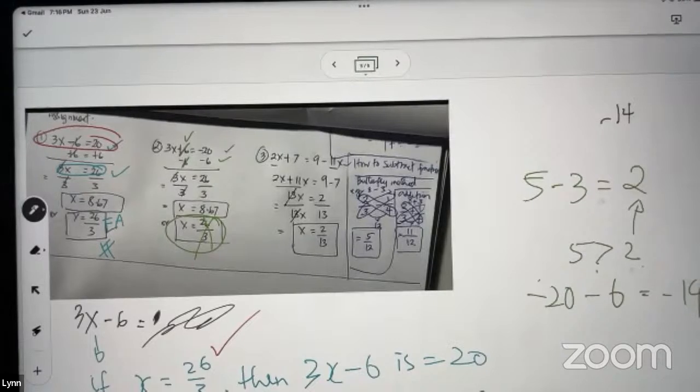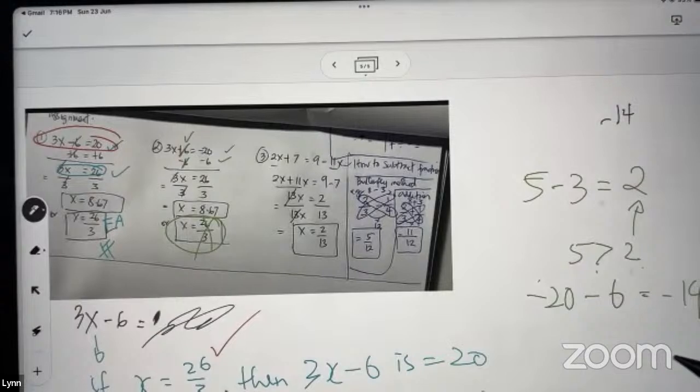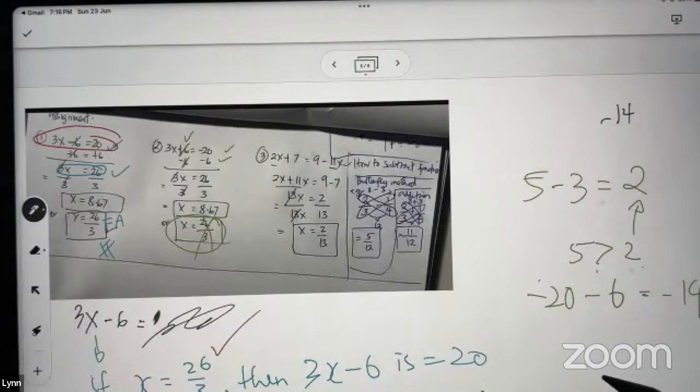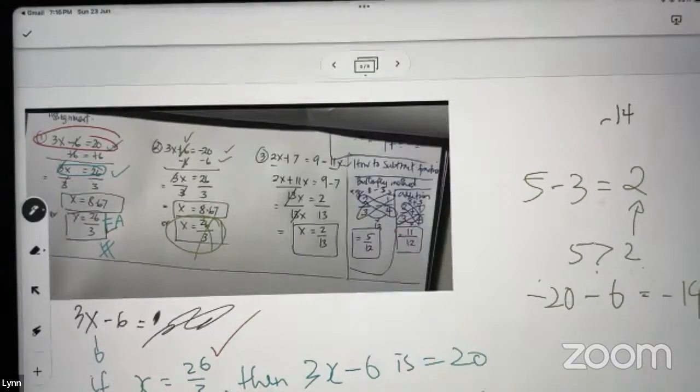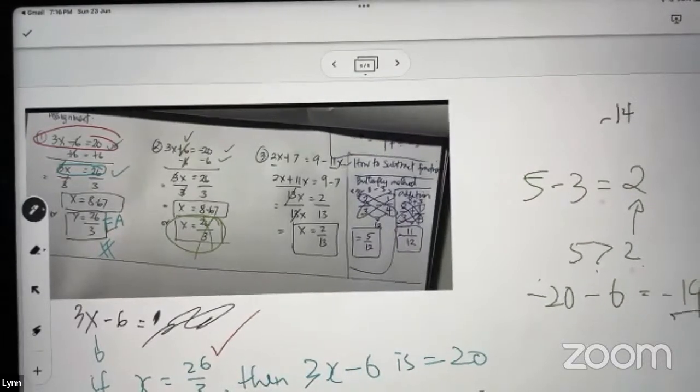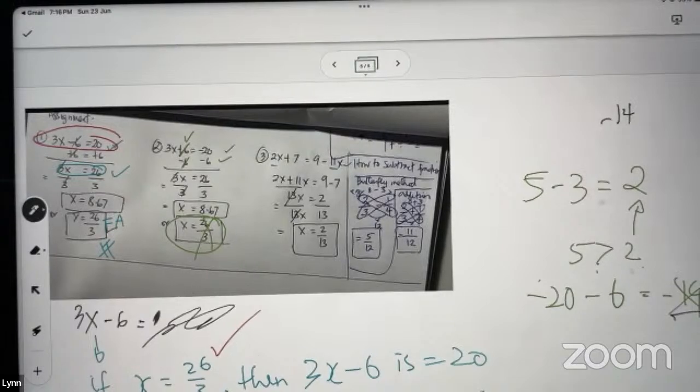But put it this way. If I do negative 20 minus 6, it should be even more negative. The answer should be more negative. It's negative, but it's not negative 14. The answer should be negative 26. You got to think about this for a while.